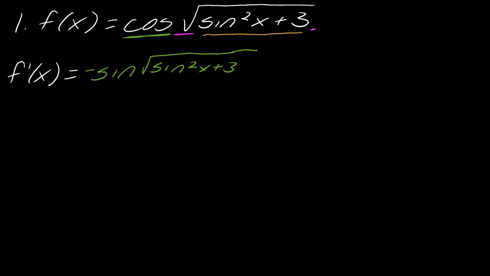Okay, so now I want to multiply that by the next function moving in. So that would be this square root function. So that derivative is going to be 1/2. I leave the inside function intact like this.